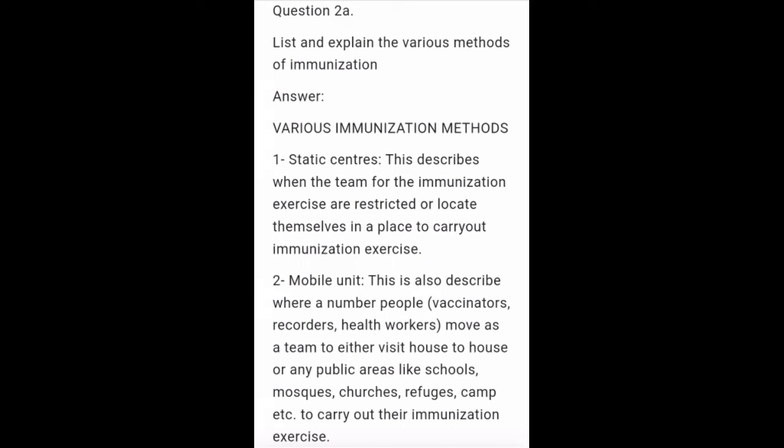Question 2a. List and explain the various methods of immunization. Answer: Various immunization methods. 1. Static centers. This describes when the team for the immunization exercise is restricted to, or locates itself in, one place to carry out the immunization exercise. 2. Mobile units. This describes where a number of people, vaccinators, recorders and health workers, move as a team to either visit house to house or public areas like schools, mosques, churches, refuges, camps etc. to carry out their immunization exercise.